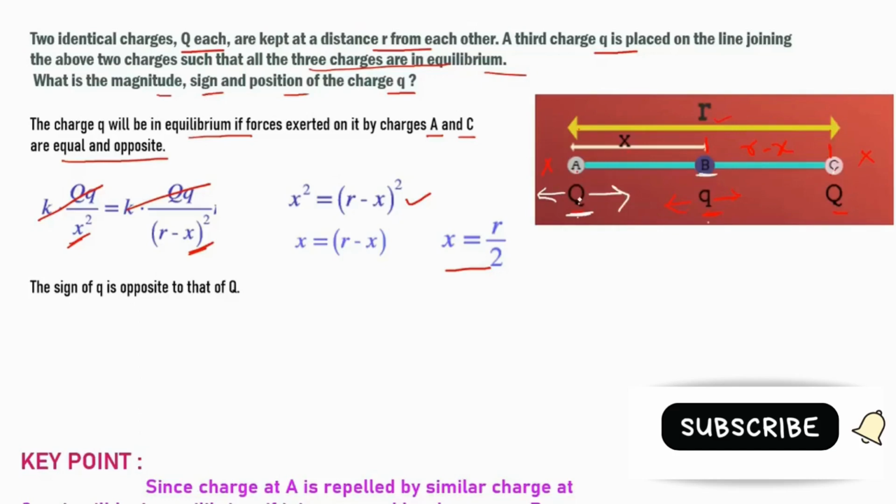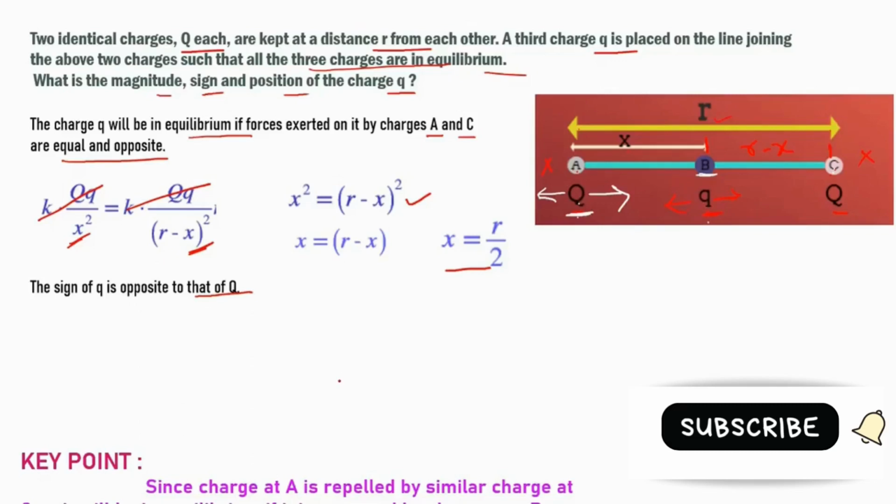So the charge at A is under two forces. One is the attractive force by the small q, and one is the repulsive force exerted by capital Q. This is the key point, the deciding factor which will decide the sign of small q. So the sign of small q has to be opposite to that of capital Q. Then only the system of all three charges will be in equilibrium. If you take the sign of small q the same as that of capital Q, then the three charges will never be in equilibrium. Keep this key point in mind: if a system of three charges is in equilibrium, the third charge has to be opposite in nature.